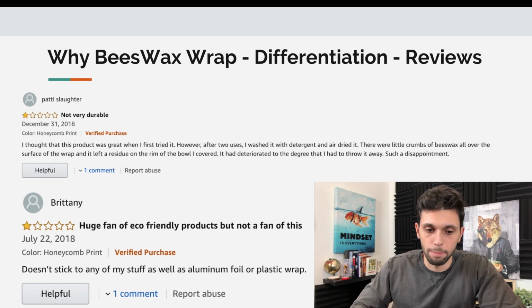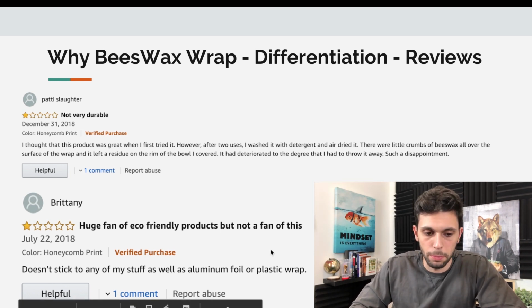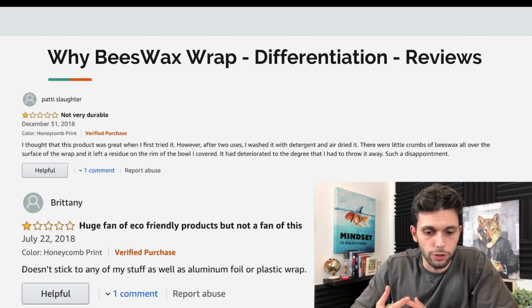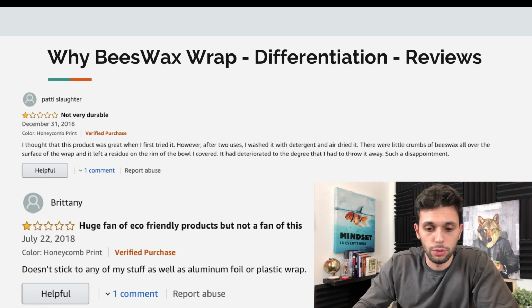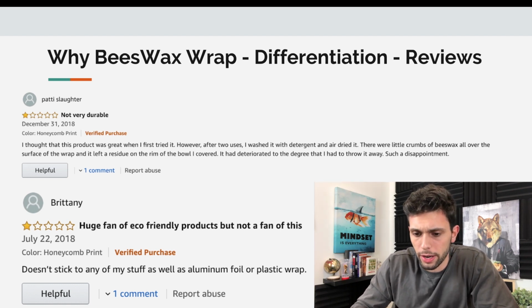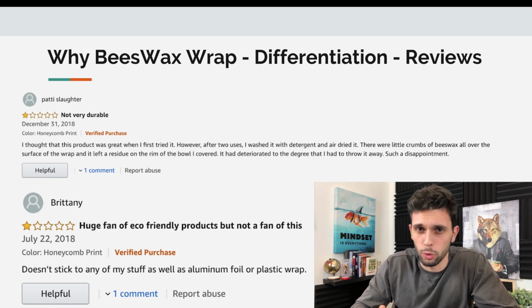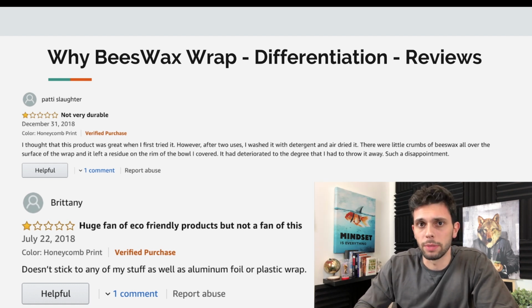The way I was planning on doing that was to go into the reviews and see what people said about it. The first one that kept occurring said, "I thought this product was great when I first started it, but after two uses, I washed with detergent and air dried it. There were little crumbs of beeswax." Basically, the beeswax wasn't holding up well, the coating was coming off, and it was just not good at all. That was a quality problem I definitely had to figure out.